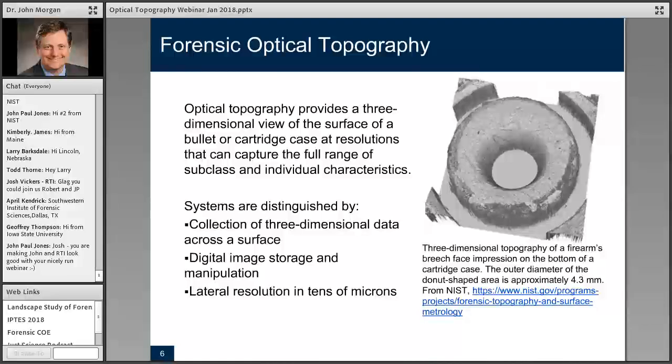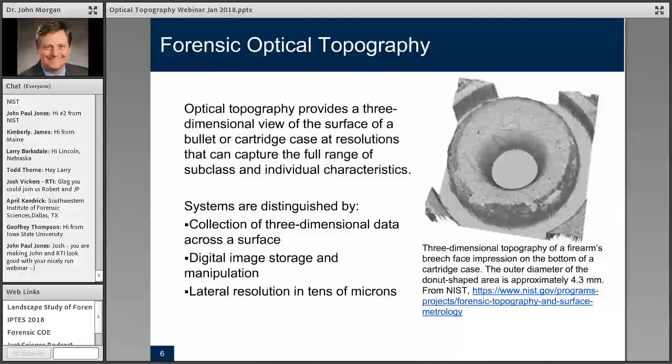And I just showed you one firing pin impression over to the right here from the NIST website talking about their work in forensic optical topography, and you can see the link there to the NIST work. I encourage you also to check out what NIST has been doing. They have been working for over a decade now in this area, and the work they've done has been extraordinarily important to the development of this technology.